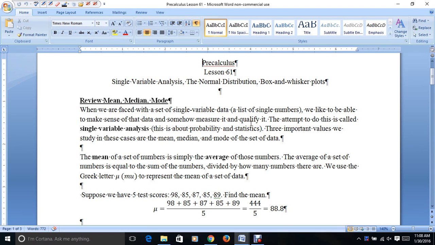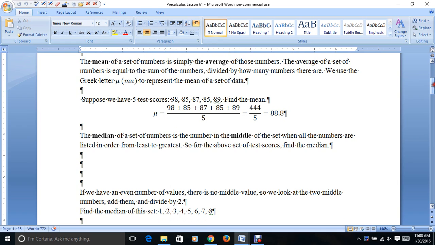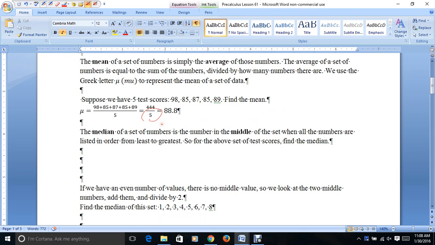Okay, we're going to review lesson 61, mean, median, mode, and the normal distribution. All this mean, median, and mode stuff should be a review for you. The mean of a set of numbers is just the average of the numbers, and we use the Greek letter mu to represent that. You just add up the numbers and then divide by how many numbers there are.